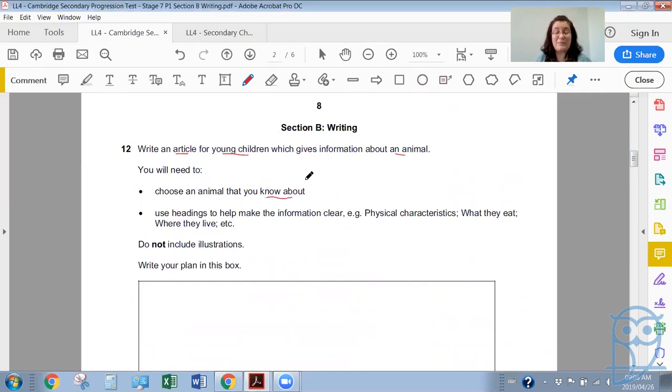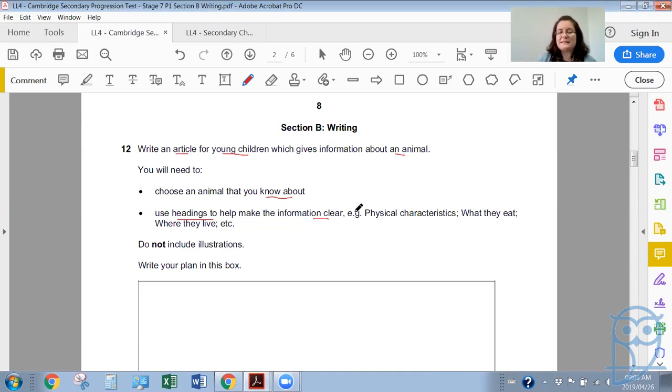Always try to write from a perspective of knowing. So if you know about cats, if you love cats, write about cats. If you know about lions, write about them, okay? Use headings to help make the information clear. Okay, it's all about clarity. That's why we use headings, because you're trying to help the reader understand the information you're giving.